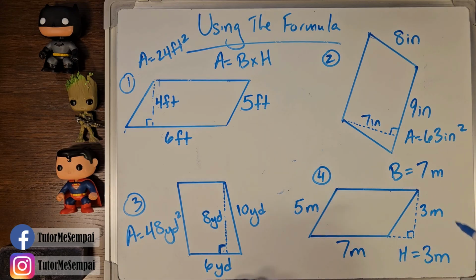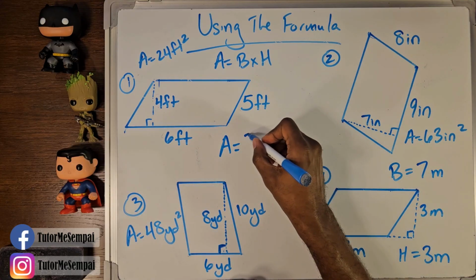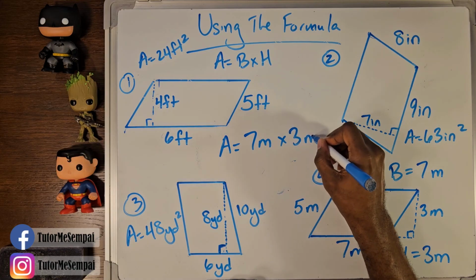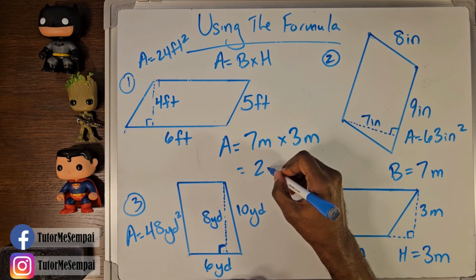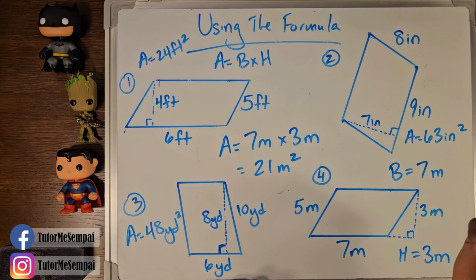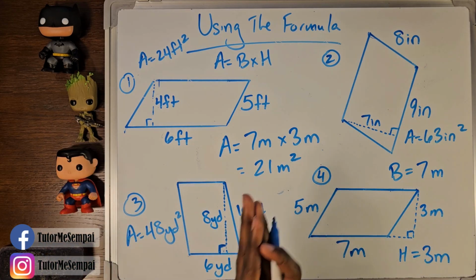So now that we have our base and our height, let's plug it in. Area equals base 7 meters times height 3 meters, and that equals 21 meters squared. Once you have your base and your height, plug it in and you'll find your area.